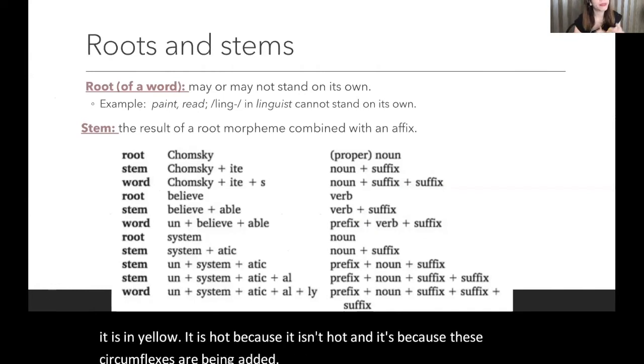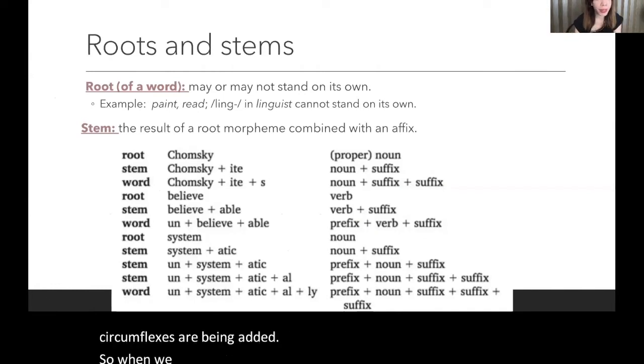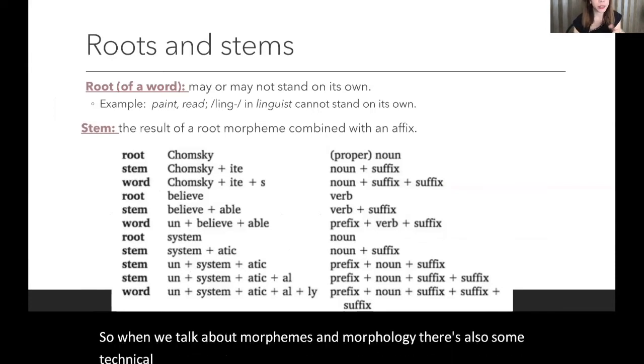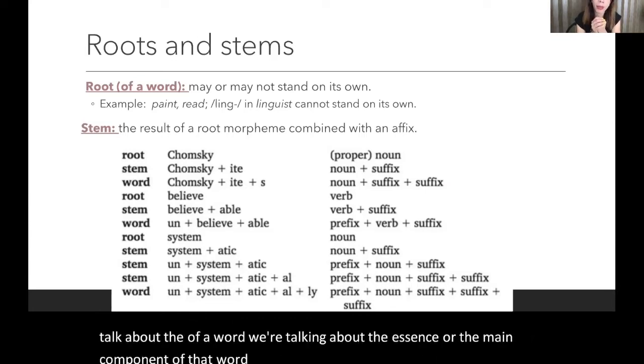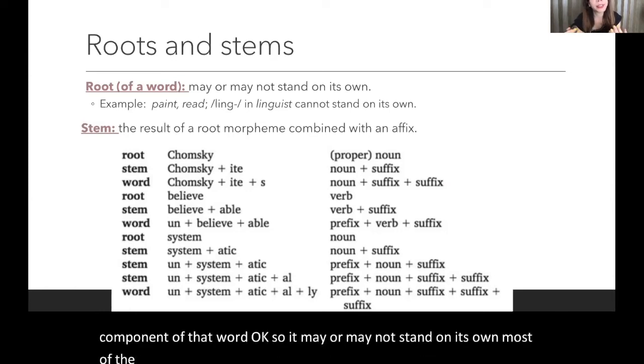So when we talk about morphemes and morphology, there's also some technical vocabulary to keep in mind, such as the word root. When we talk about the root of a word, we're talking about the essence or the main component of that word, okay? It may or may not stand on its own. Most of the time, the root of the word could stand on its own, but there are instances where it can't stand on its own.